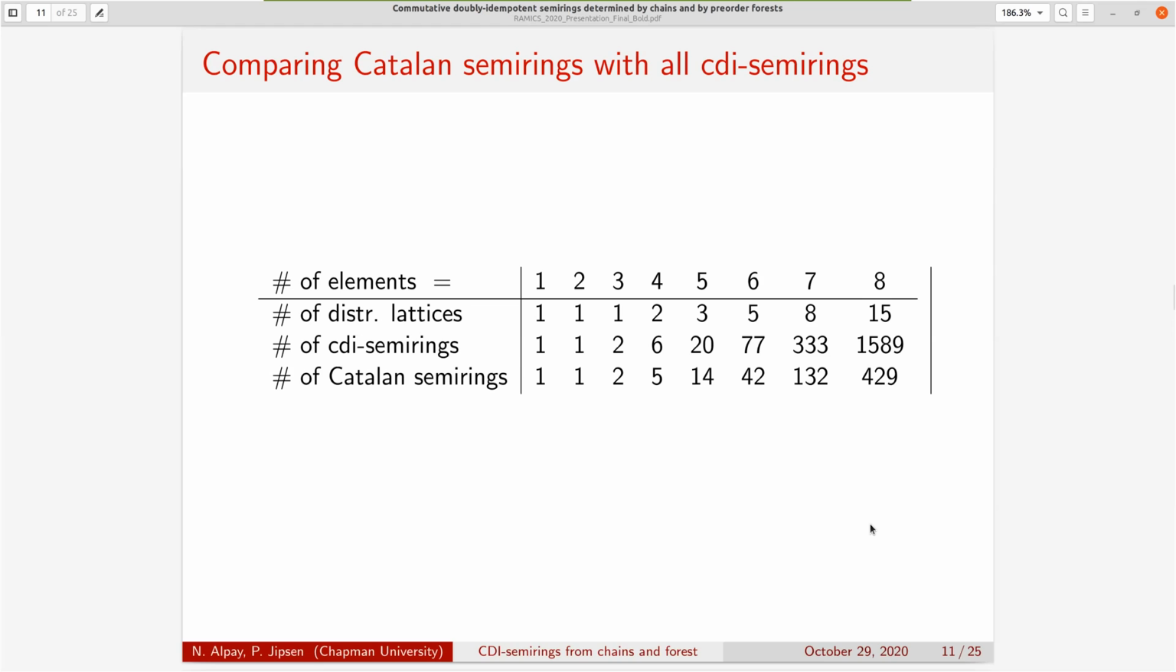So now let's just show that what we did is actually useful. As we see, the Catalan semirings will describe a relatively large portion of CDI semirings. So it is a relatively useful result in order to understand the structure of CDI semirings.